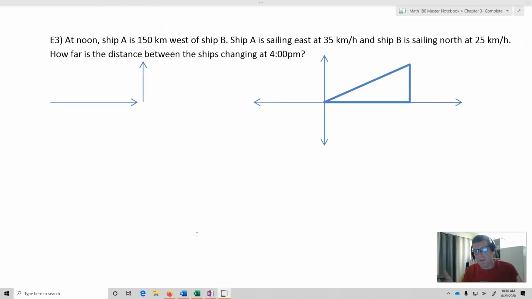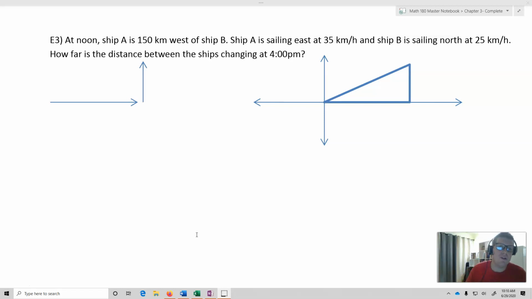So here's a great example of something that we'll see when we do related rates. At noon, ship A is 150 kilometers west of ship B. Ship A is sailing east at 35 kilometers per hour, and ship B is sailing north at 25 kilometers per hour. How fast is the distance between the ships changing at 4 o'clock p.m.? Got it? So what we have here is kind of like a diagram, a picture.